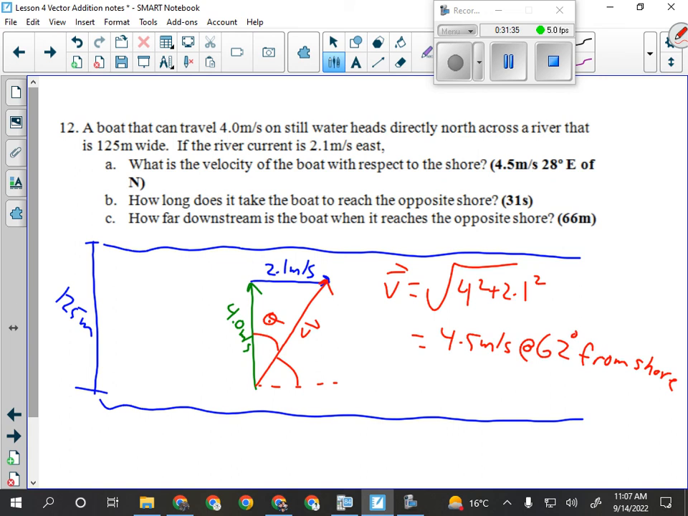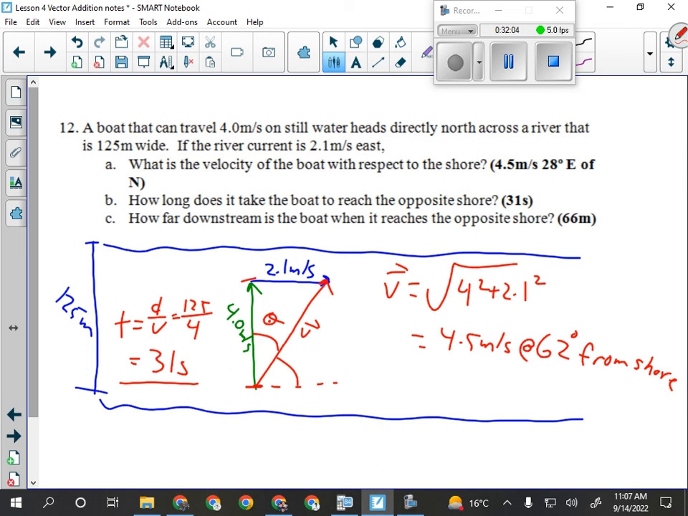All right. How long does it take the boat to reach the opposite shore? Well, this is the rate at which I go across. This is how far across it is. So if I want to find the time, I'm just going to go d over v. 125 over 4 is going to give me 31 seconds to get across. But isn't it longer? Isn't it not actually 125 because you're going diagonal?